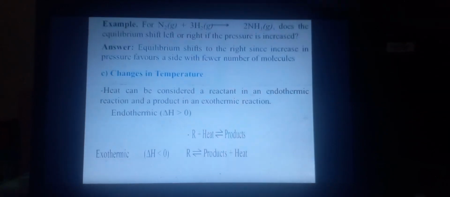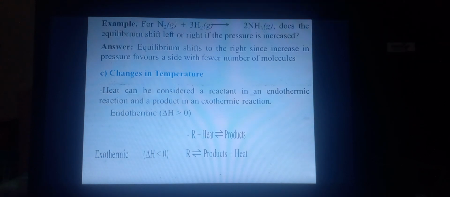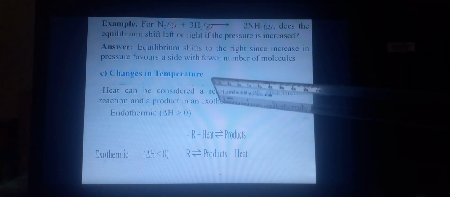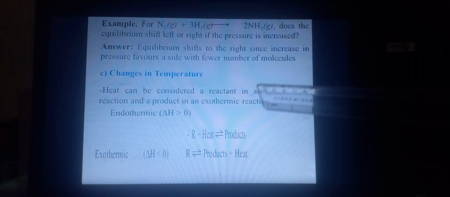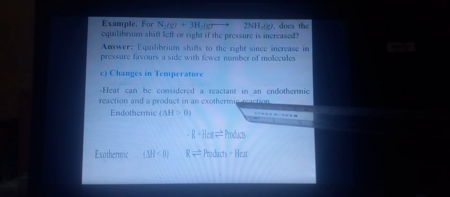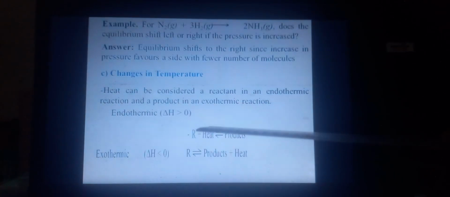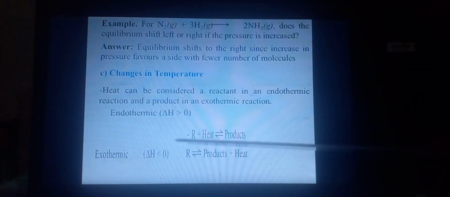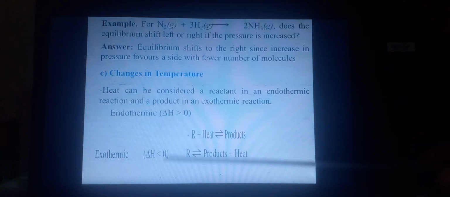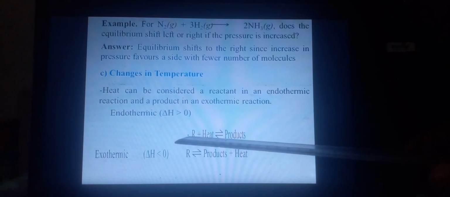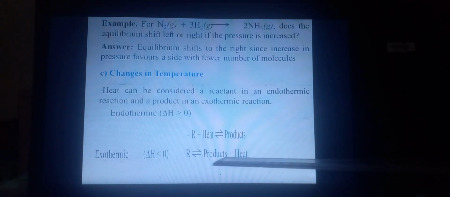Then changes in temperature. Remember, temperature comes with heat. If you increase the temperature, you increase the amount of heat in any given reaction. So an increase in temperature favors endothermic reactions, while a decrease in temperature favors exothermic reactions. For endothermic reactions, delta H is greater than 0, which means it requires input of heat, while for exothermic reactions, delta H is less than 0, which means it favors low temperatures. So for endothermic, you must add heat; for exothermic, you must remove heat.